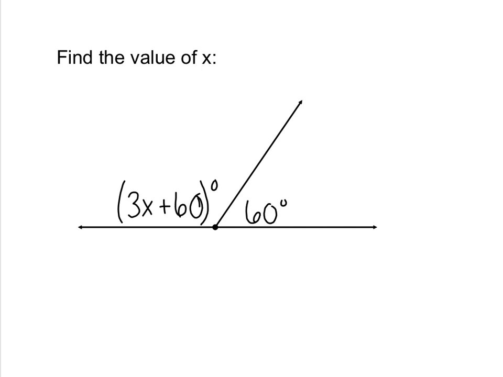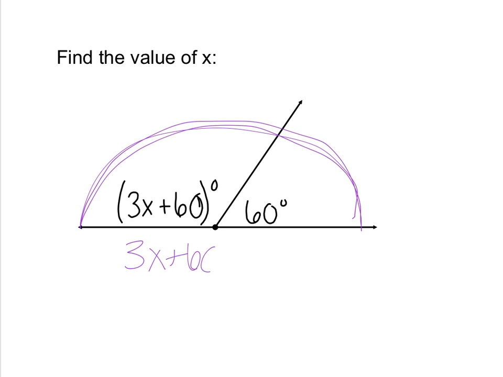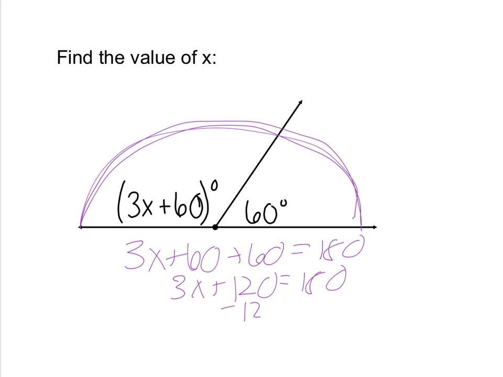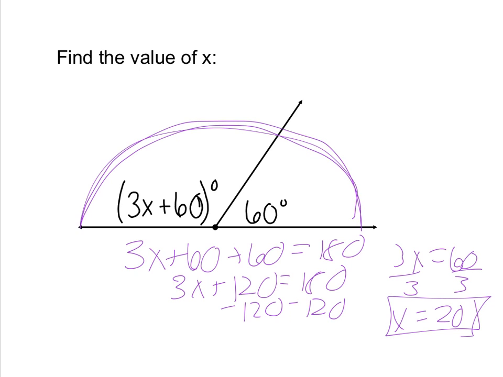Similar to the other ones, except instead of setting equal to 90, because we have a straight angle or a line here, we're going to set it equal to 180. So 3x plus 60 equals 180. So 3x plus 120 equals 180. Subtract your 120. 3x equals 60. Divided by 3, x equals 20.